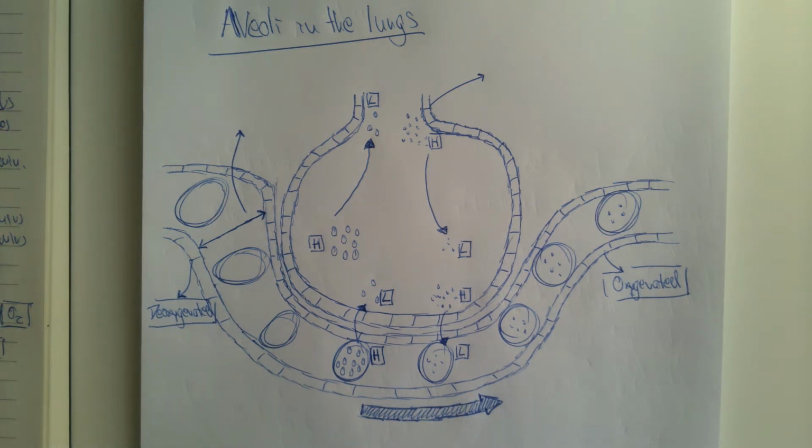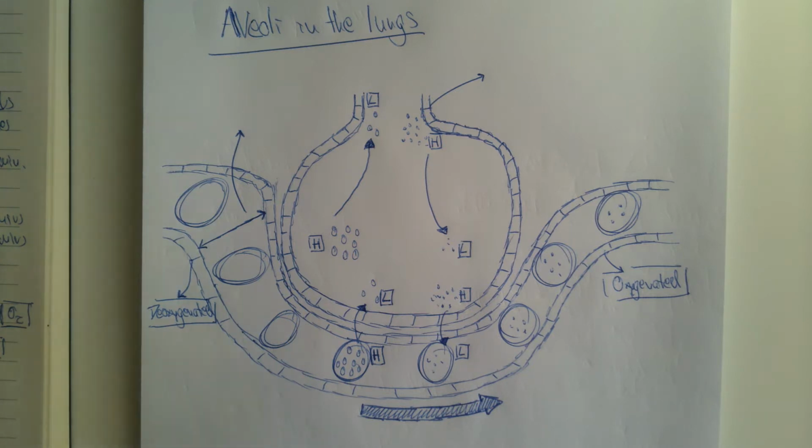So, welcome to the second revision tutorial looking at parts of the respiratory system. Specifically in this tutorial, we're going to be looking at and reviewing the structure and the function of the alveoli in the lungs. So, I've got a typical diagram here that we're going to work through explaining what the alveoli does, where it is, and how it works.